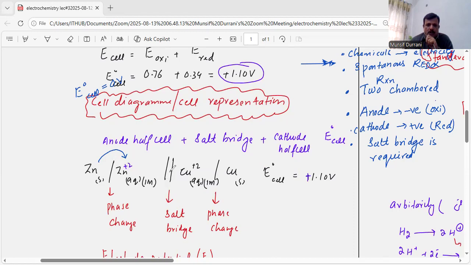The salt bridge is shown by two parallel lines, which separate the anode half cell and the cathode half cell. The copper ion from solution converts to copper solid. Again, a phase change occurs. The solution concentration should be 1 molar and the electricity produced is 1.10 volt. So this is the representation of the voltaic cell.